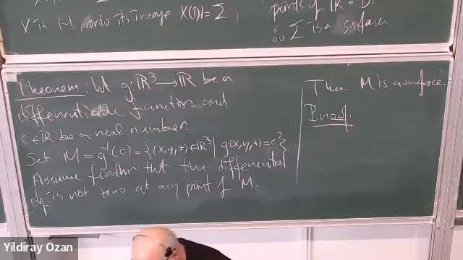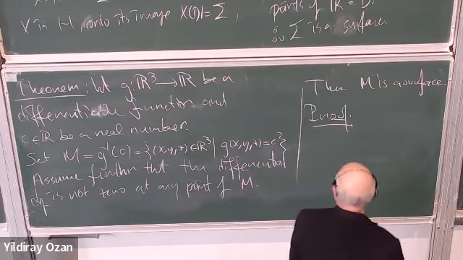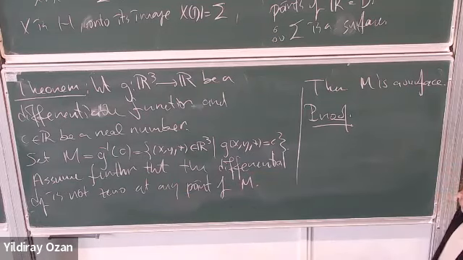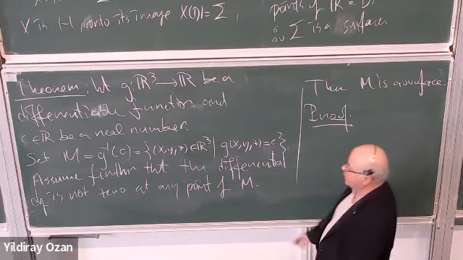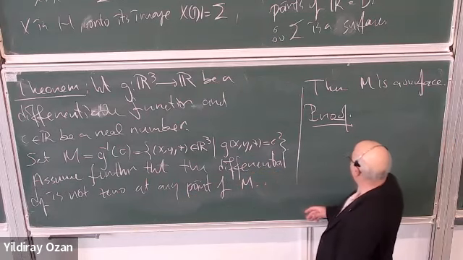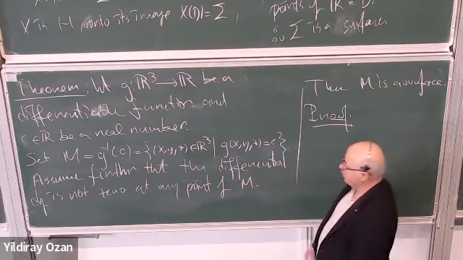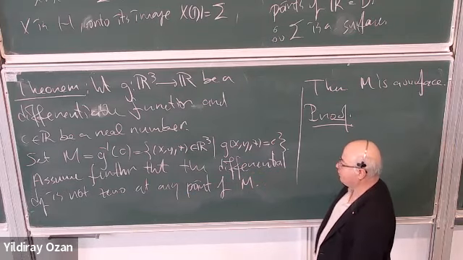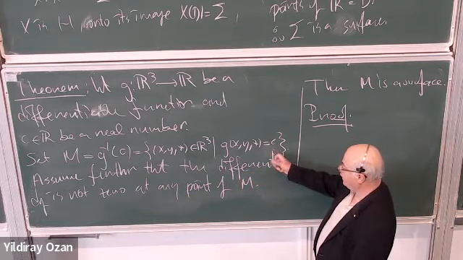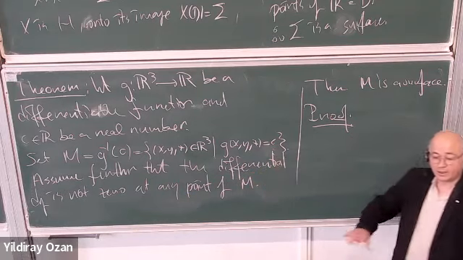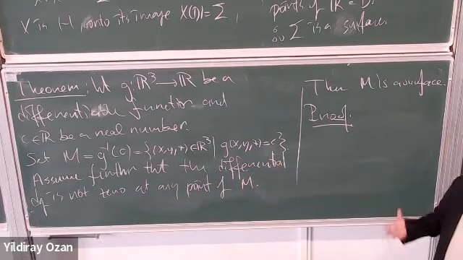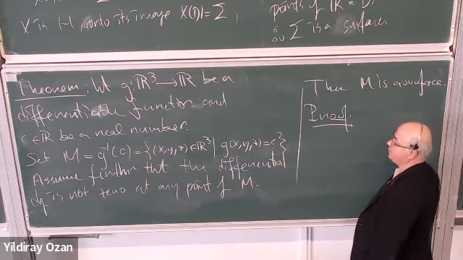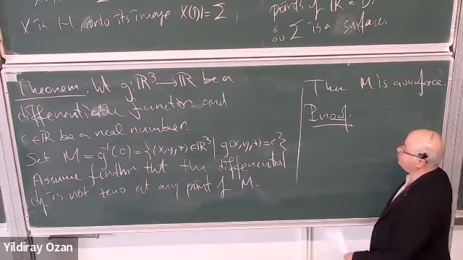All right, so let's see the proof. We are claiming that under this condition, that the gradient or differential of G is not zero at any point of a level surface, the level surface is indeed a surface in R3. Let's see the proof.